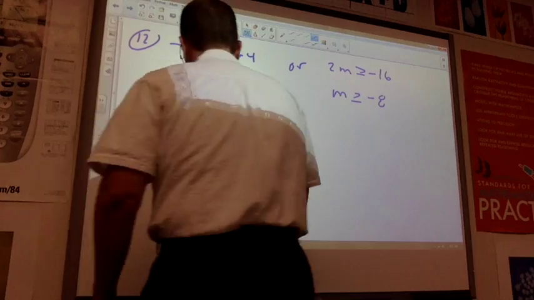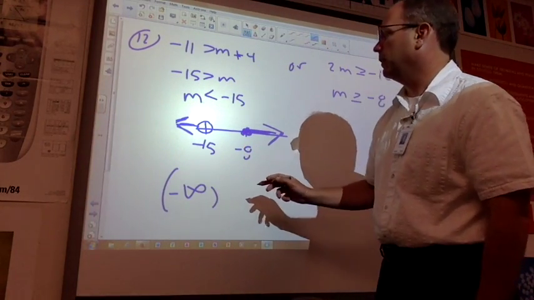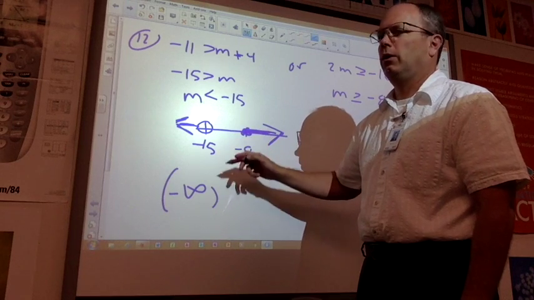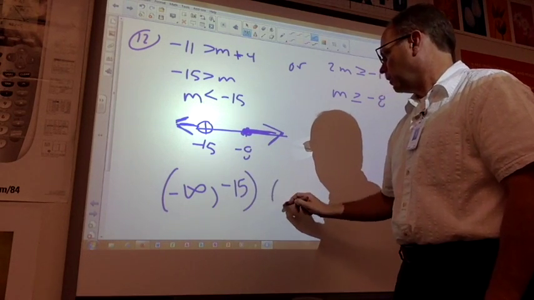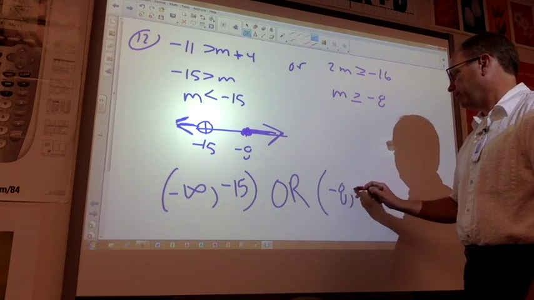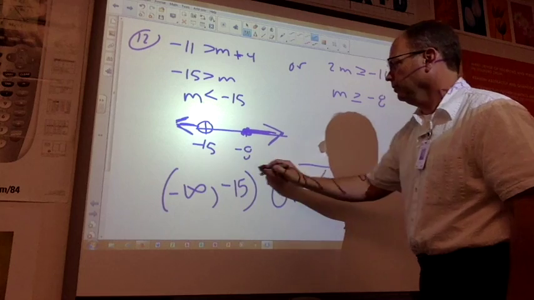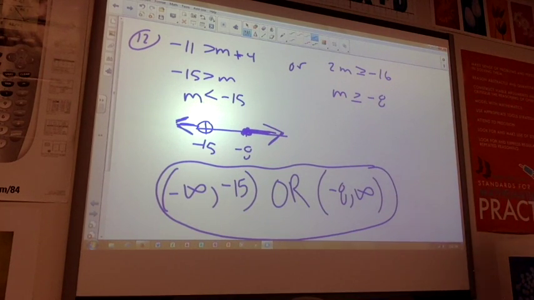But I put 2 inequalities for it. Well, I got what you're saying. I was just trying to get us to see what it looked like on a number line. All right, that's the interval notation. That's set up.